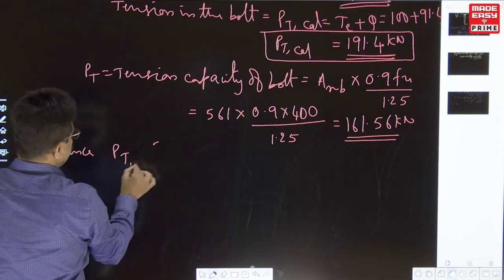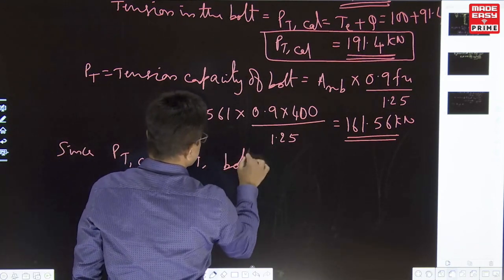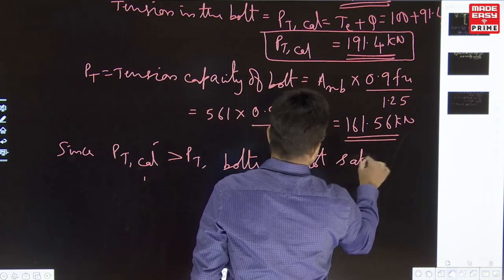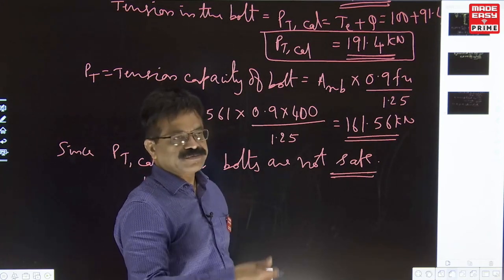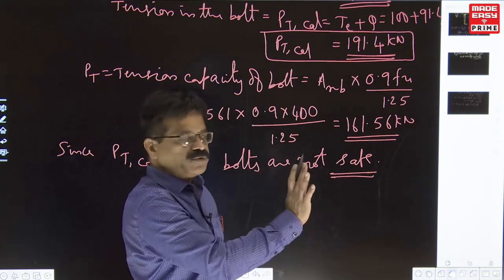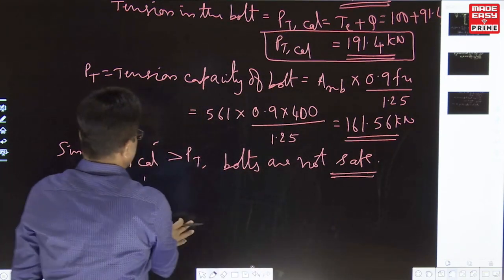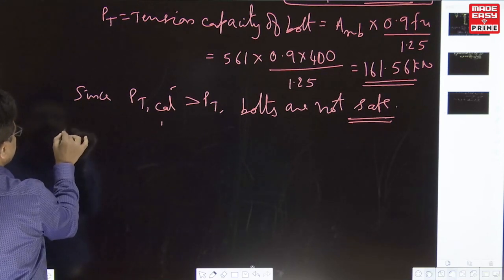Since PT cal is greater than PT, bolts are not safe. How to make them safe? That is beyond the scope, because you have only 4 minutes of time. We only have to check adequacy, meaning whether it is sufficient or not. Next, another check you have to make is moment carrying capacity.